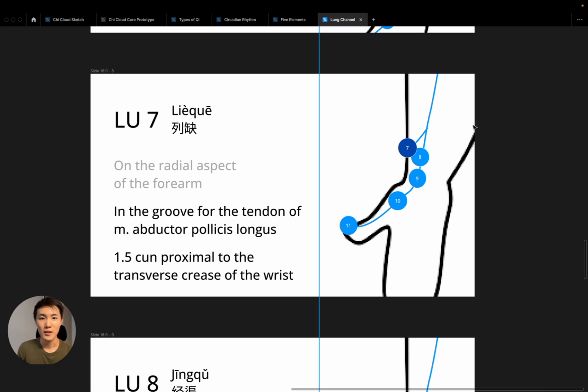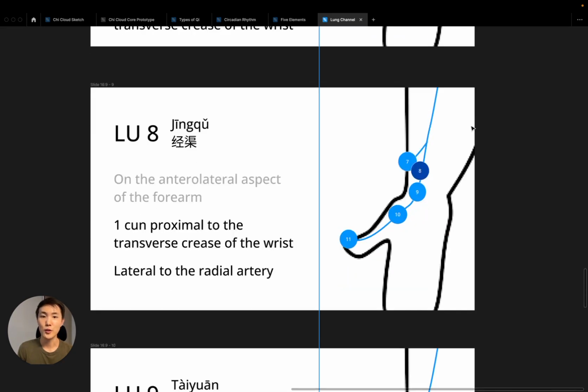So lung 8, 经曲, goes back onto the main branch of the lung channel. It's on the anterolateral aspect of the forearm, and it's 1 twin proximal to the transverse crease of the wrist. So you can just measure 1 thumb width below the crease of the wrist. And 1 twin below, you're going to find the radial artery.